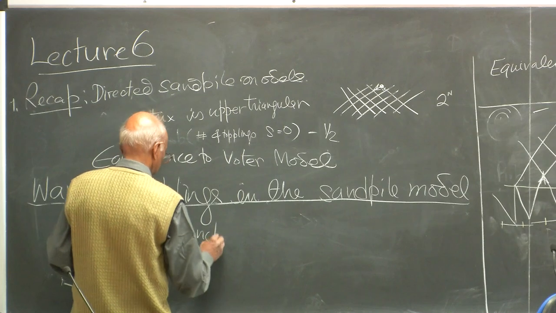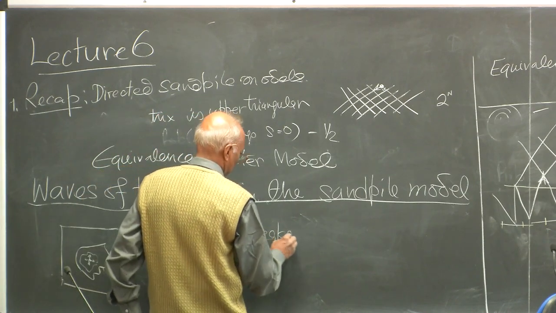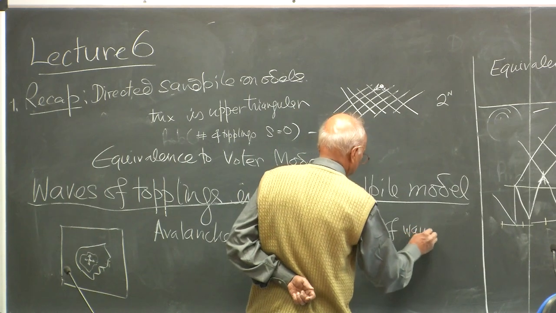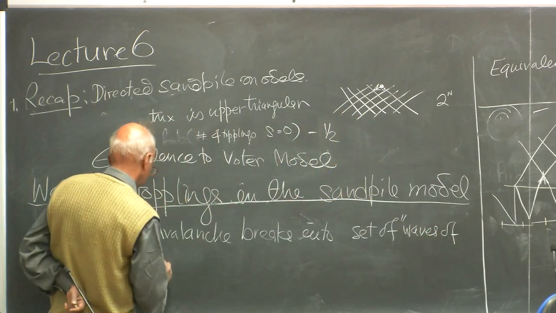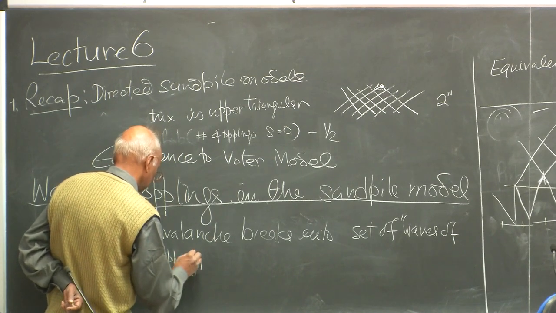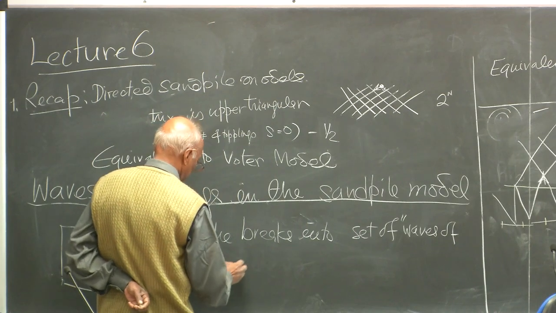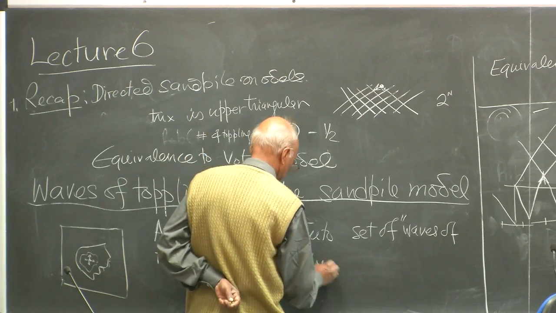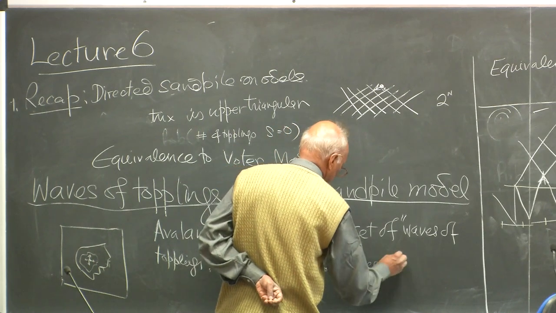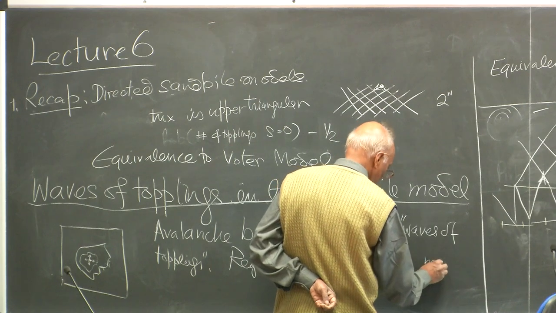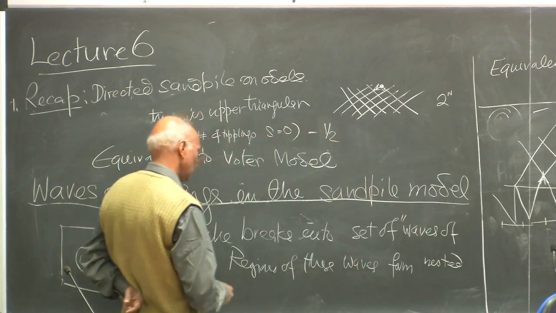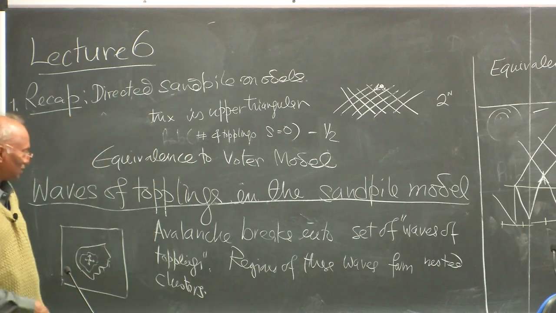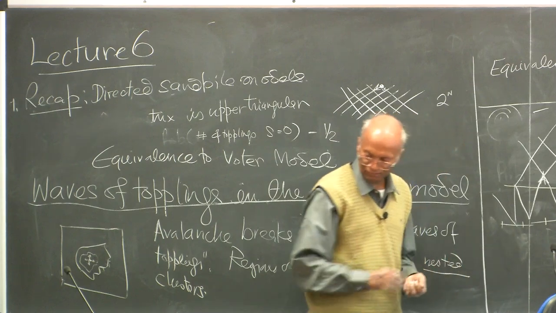Okay? So then what happens is that avalanche breaks into a set of waves of toppling, and the regions of these waves form nested structure, clusters. What is meant by nested clusters? Nested clusters means something as simple as this.